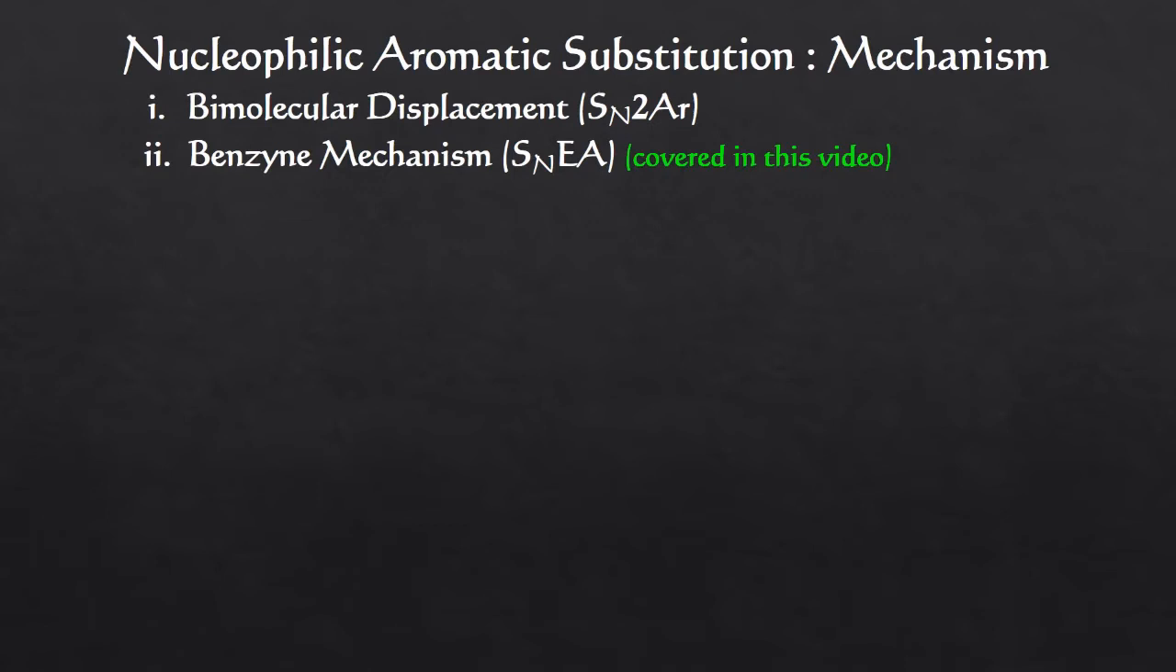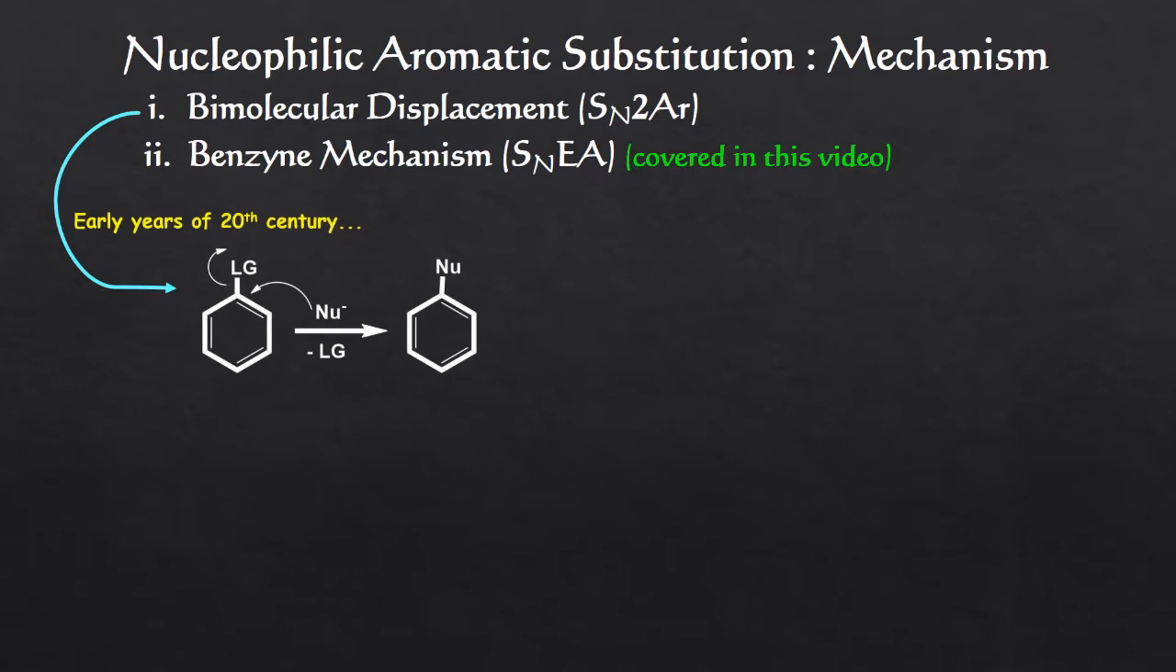Now the most important point of this topic is the origin of the mechanism. This mechanism has an amazing history. The bimolecular displacement mechanism, that is SN2AR, that we have already studied in the second video of this unit, has been known since the early years of the 20th century. As per this mechanism, if we want to carry out nucleophilic substitution on an aryl halide, then an electron withdrawing group should be present at the ortho or para position. Otherwise, harsh reaction conditions would be required.